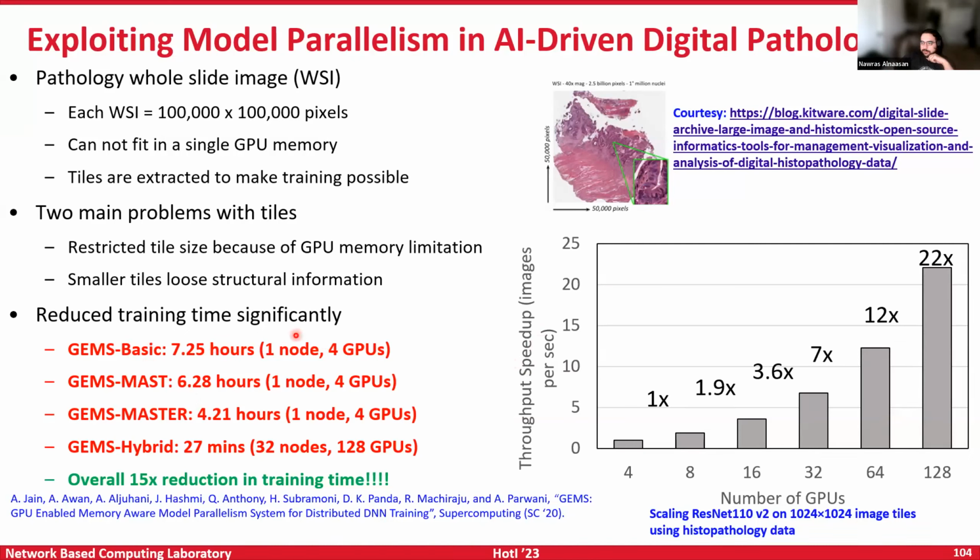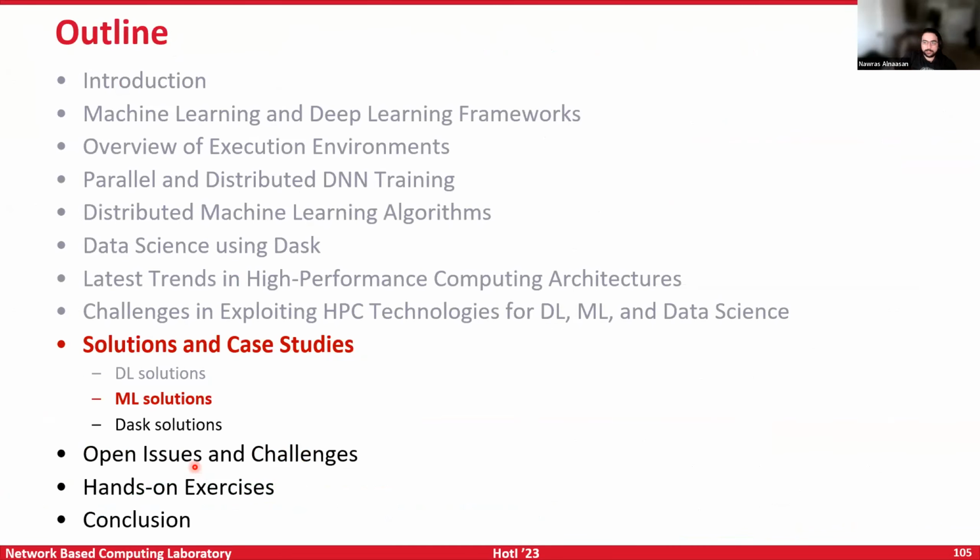So with the GEMS design, we were able to bring down the training time on this specific data set from 7.25 hours on one node to 27 minutes on 32 nodes. So 15x reduction in time. So this design basically enabled both large image training and achieved reasonable scaling. All right. So with that, I conclude the DL solutions. Let me know if you have any questions.